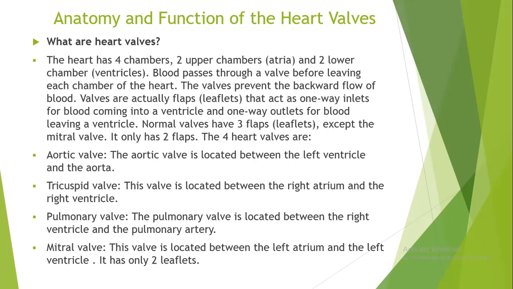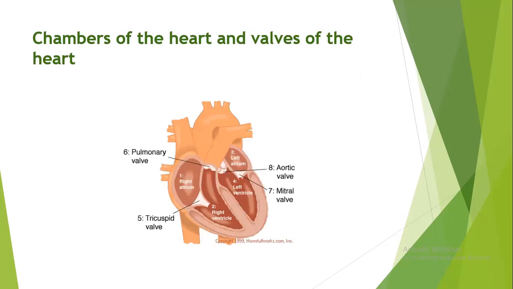The aortic valve is located between the left ventricle and the aorta, and the tricuspid is located between the right atrium and the right ventricle. The pulmonary is the one located between the right ventricle and the pulmonary artery, and the mitral valve is located between the left atrium and the left ventricle, as seen on the structures in the picture.